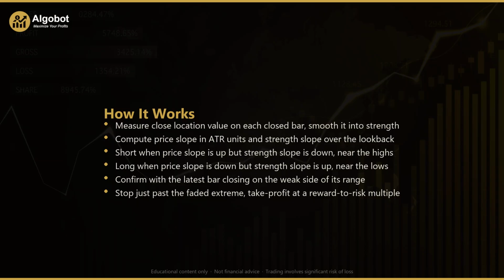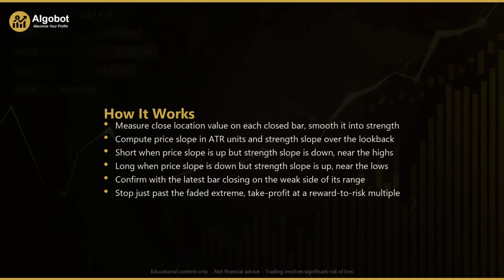On every newly closed bar, the strategy first computes that close location value we discussed, close minus low, over the high to low range. It feeds that into an exponential moving average, controlled by the StrengthSmooth parameter, which defaults to 5. That gives us the smoothed internal strength line. Next, it looks back over a window set by the Lookback parameter, defaulting to 20 bars. Across that window, it calculates two least square slopes. The first is the slope of closing price, divided by the current ATR, so it's expressed in ATR units per bar. The second is the slope of the internal strength line.